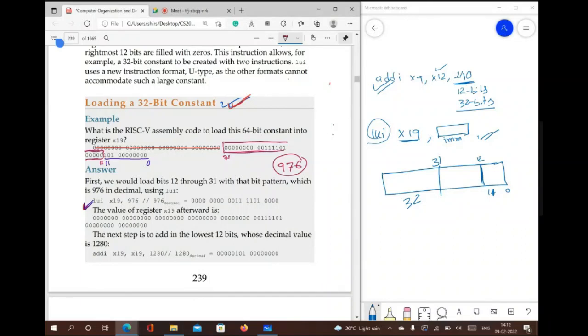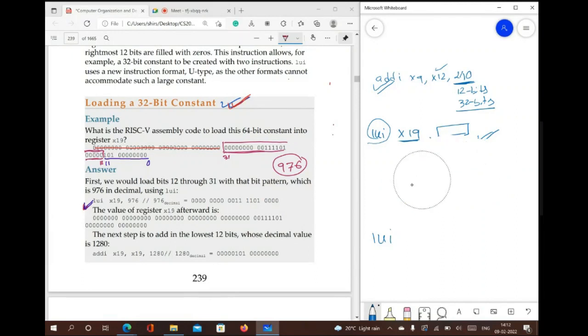The technique is, if you want to load the entire 32-bit binary constant into a register called x19, then first you use the LUI instruction, and using LUI, load the bit values from 12 to 31 into x19. Which position? In this position of x19. So after this LUI instruction, what will happen?